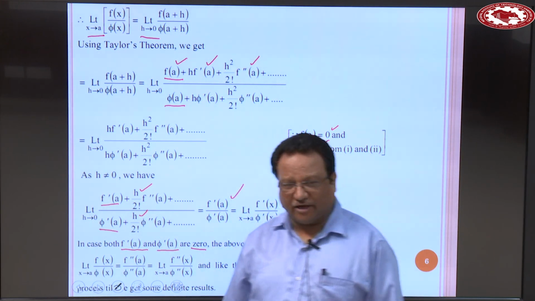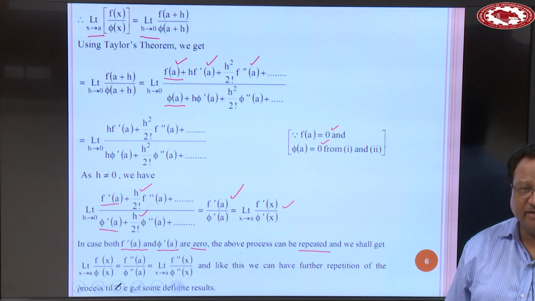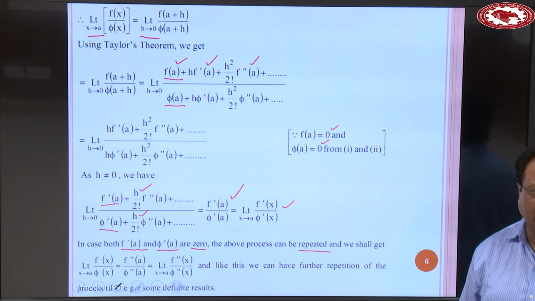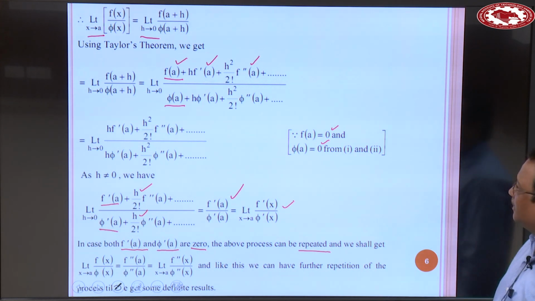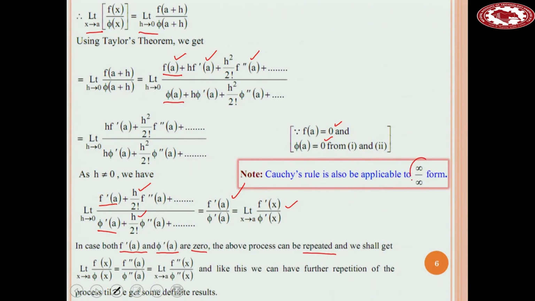So, this is the formula where we differentiate numerator and denominator for evaluating the limit of the function, and this method is known as L'Hospital rule. And this rule is also applicable to infinity over infinity form, not only for 0 over 0 form.